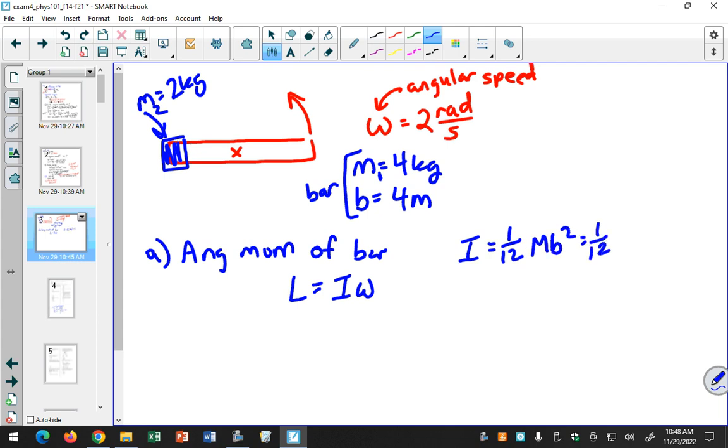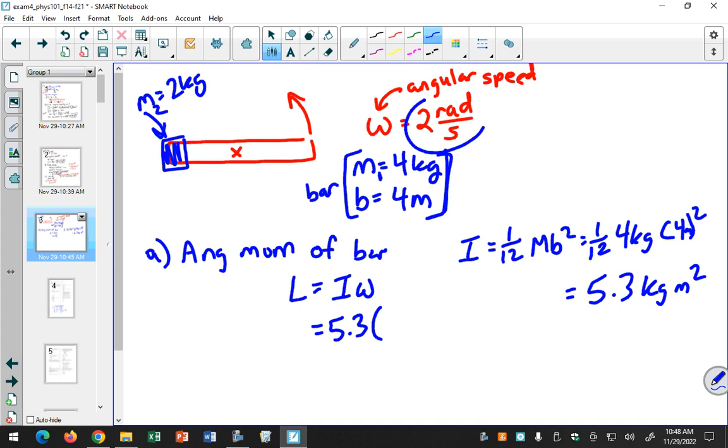So that's 1/12 of the mass, which is 4 kilograms, times 4 meters squared. That's what I got from right here. What's that? 16 over 3. 5.3. Sorry, I should get some easier numbers. So it's going to be 5.3 times omega, which is 2 radians per second. So that'll equal 11 kilogram meters squared per second. So that would be the first answer.